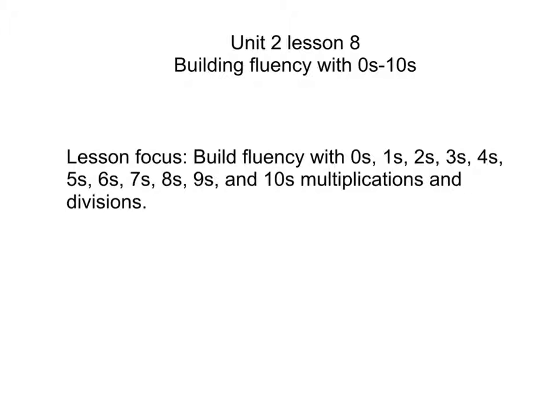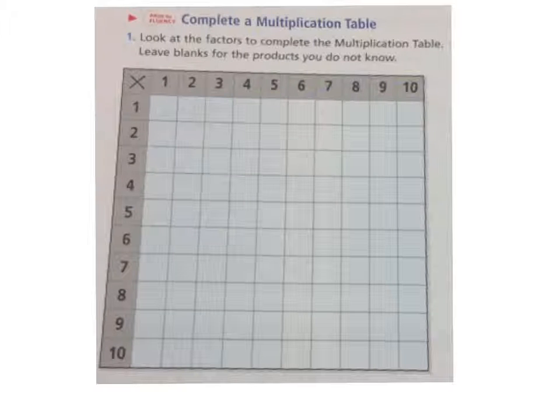So today our lesson focus is to build fluency with zeros, ones, twos, threes, fours, fives, sixes, sevens, eights, nines, and tens, multiplication and division. The first thing you'll see on your SAB page, this is actually a blown up version, is to complete the multiplication table. I know that in Blackboard I have given you an interactive one. I want you to try and do this on your own. Leave blanks for the ones you don't know. Just do what you can, and then below you'll see it says, what do I need to work on?